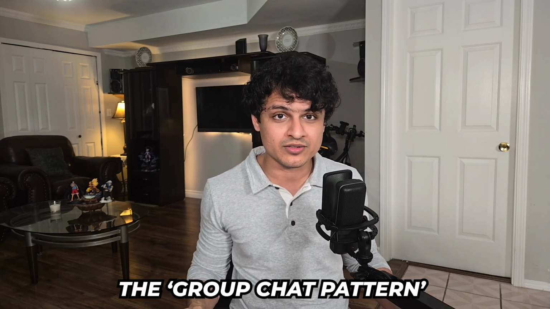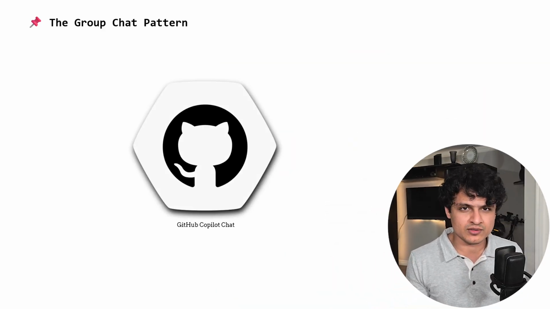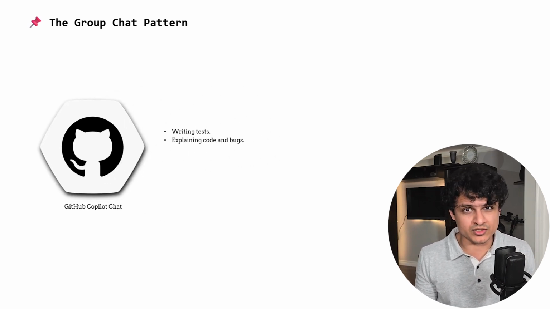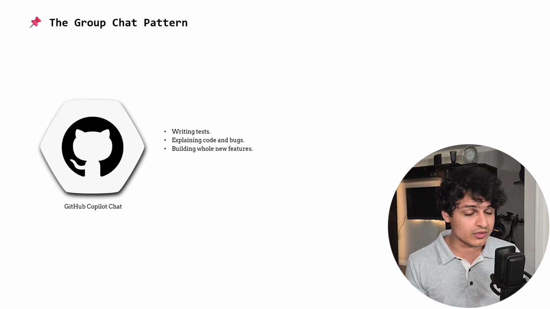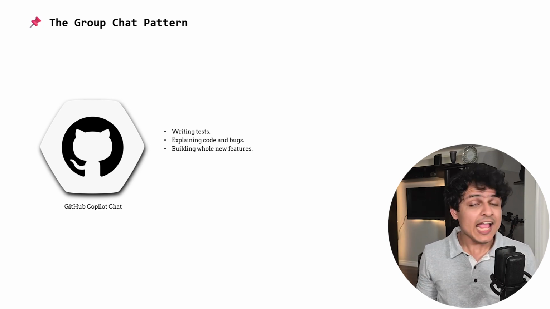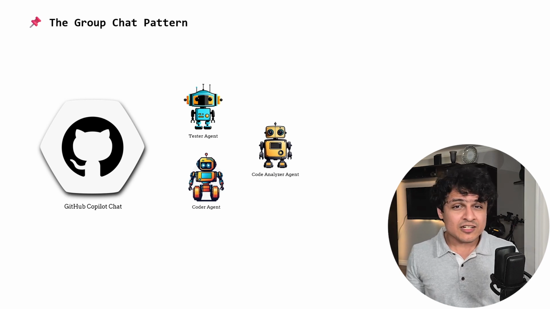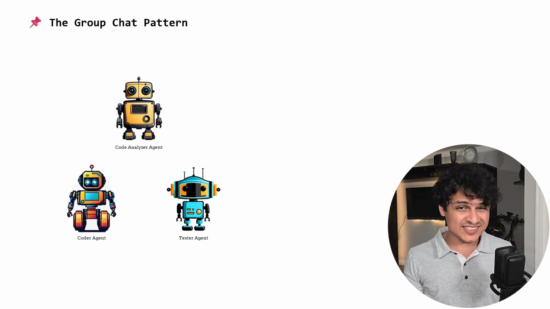The final pattern left to discuss is what people usually think of when they hear the word agents, the group chat pattern. Let's say we're building a code chatbot, something like GitHub Copilot chat. The user could ask us questions around writing tests, explaining code and bugs, and maybe even writing code for a whole new feature. We could and should have different agents for all these use cases. But it's still a very difficult thing to model something this complex using the patterns that we've seen thus far.